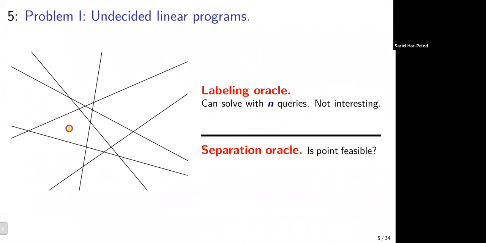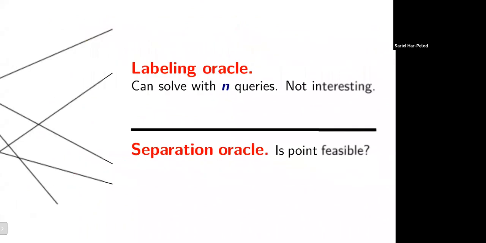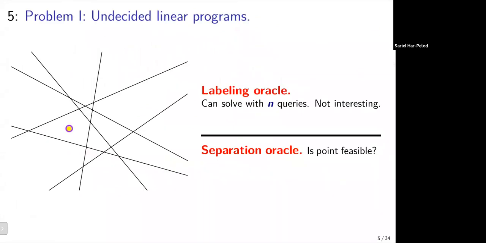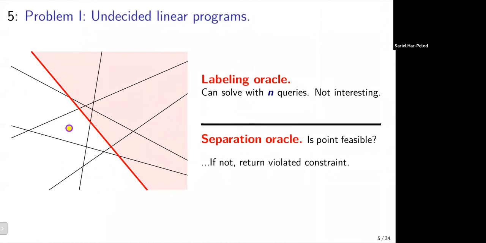So let's look at a different model where we have a separation oracle. I give you a query point, and the oracle returns one constraint that is violated by this query. Either the oracle says the point is feasible, at which point I'm done, because then I know how all the constraints are decided, which of the 2 possibilities they chose, and I found a feasible point.